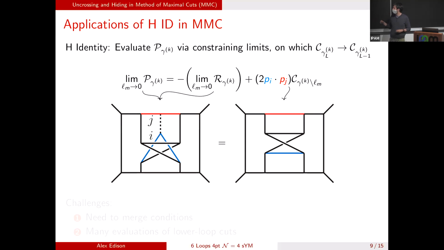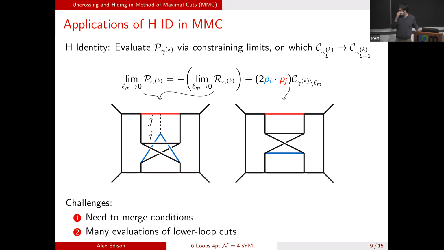So in the example here, on the left-hand side, we're taking the dashed line to have 0 momentum flow. Then the red line, which we're going to call J, and the blue line, which we call I, the lines on either side of the dashed line, get identified. And we end up being able to write the limit of the local contribution as equal to the limit of the rational function, the stuff that we've calculated already from the previous loop levels, plus some contribution that comes from the lower loop. And the lower loop contribution is exact. It's just that now we have to figure out how to merge all of these conditions that we get from the limits.